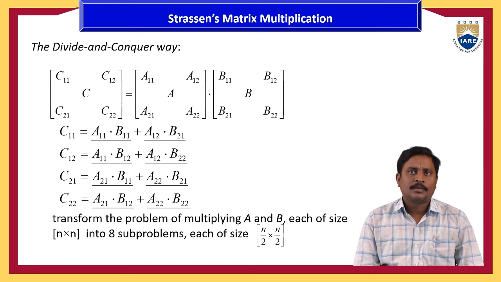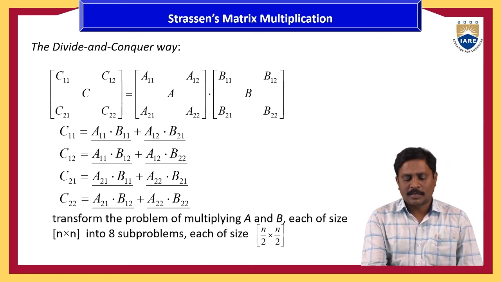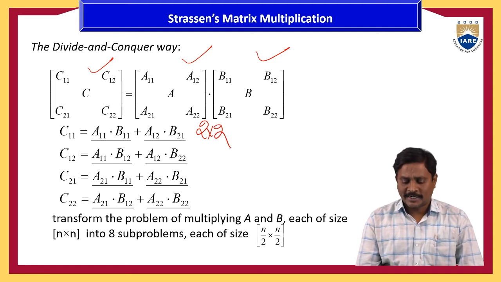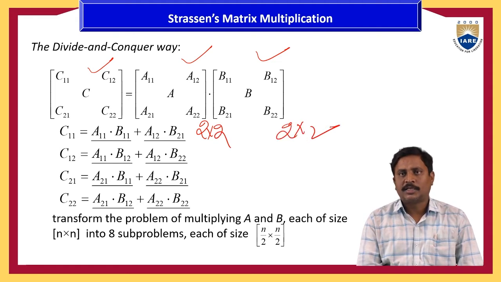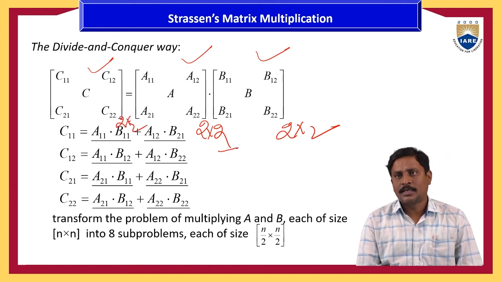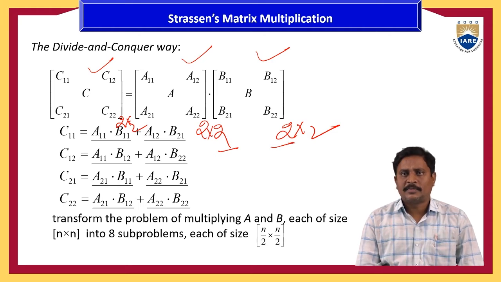Next, the divide and conquer strategy. So how do we multiply this traditional matrix? This is the resultant matrix C. This is the first matrix A. This is the second matrix B. The first matrix A consists of 4 elements. The second matrix also consists of 4 elements. So the first matrix is of order 2 by 2. The second matrix is of order 2 by 2. The number of columns in the first matrix is equal to the number of rows in the second matrix, so the resultant matrix is of order 2 by 2.